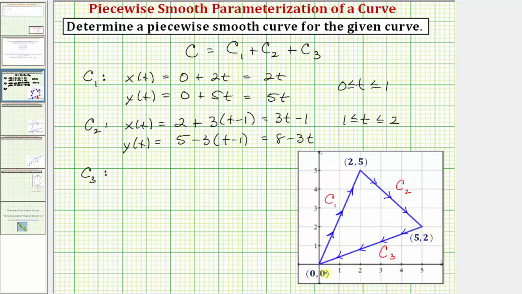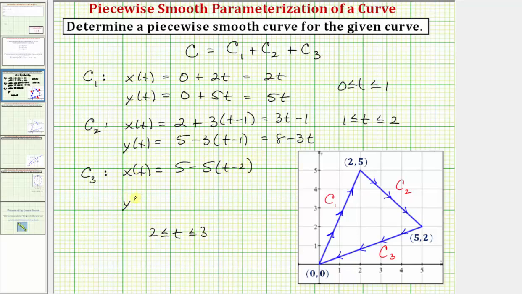And then finally for C sub 3, we want to go from the point (5, 2) to the point (0, 0) along this segment. So the x-coordinate starts at 5 and decreases by 5 to 0, and the y-coordinate starts at 2 and decreases by 2 back to a value of 0. So x of t is going to be equal to 5 minus 5 times not t, because now t is going to be on the closed interval from 2 to 3, so it's going to be 5 times the quantity t minus 2.